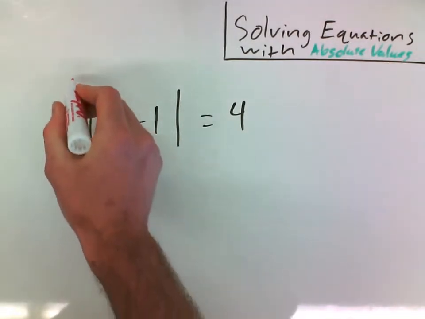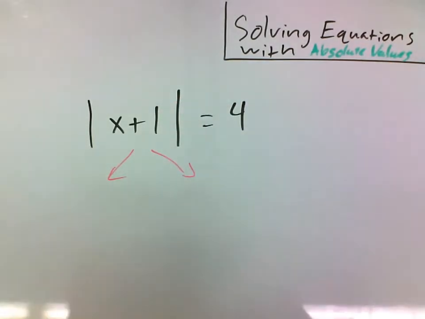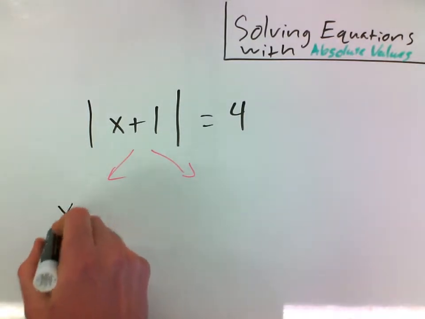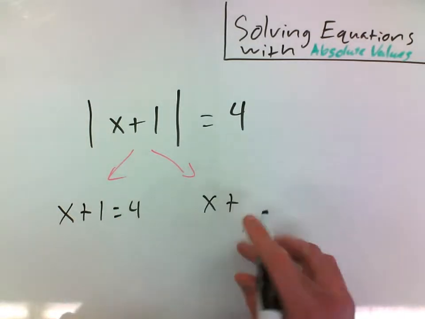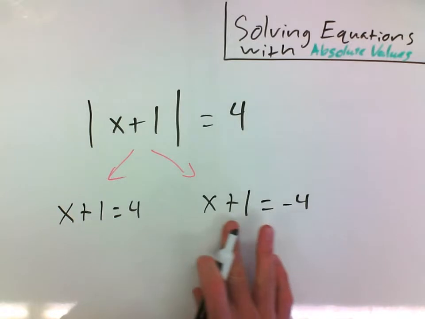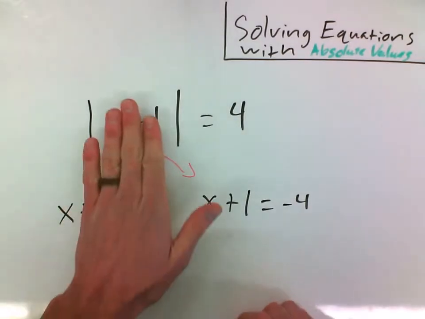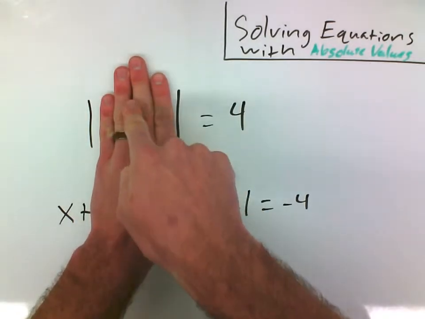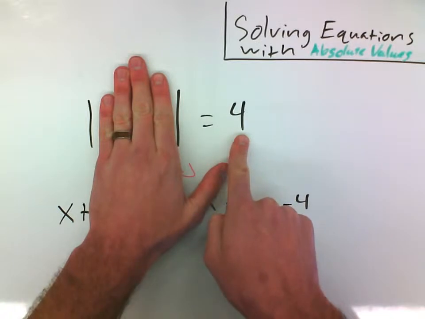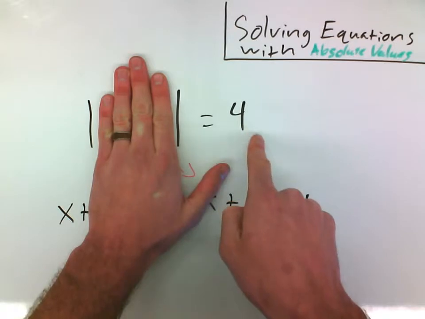So the way to get rid of this absolute value sign is we need to split this into two equations. The two equations we're going to get are x plus 1 equals a positive 4 and x plus 1 equals a negative 4. So think about why that is. If I cover up what's in here, and you don't know what's inside this absolute value, what is going to give me an output of 4?